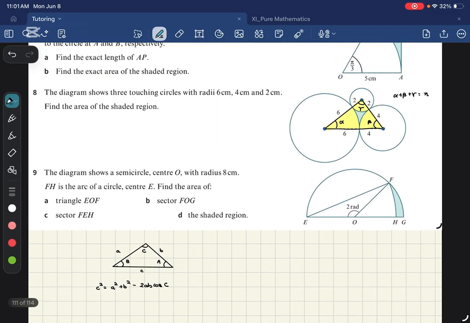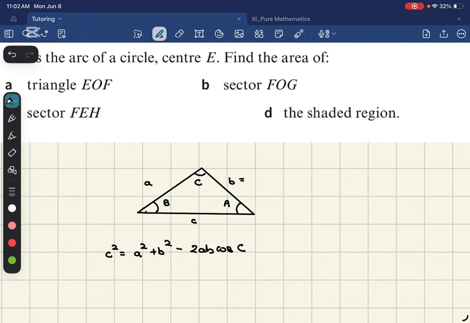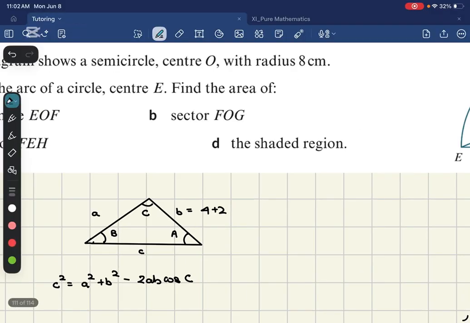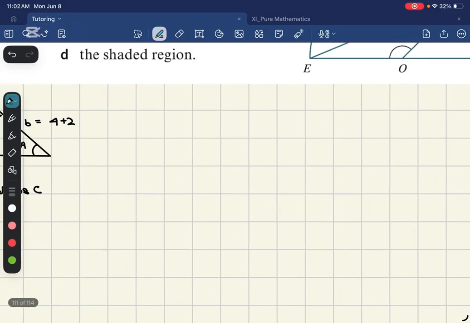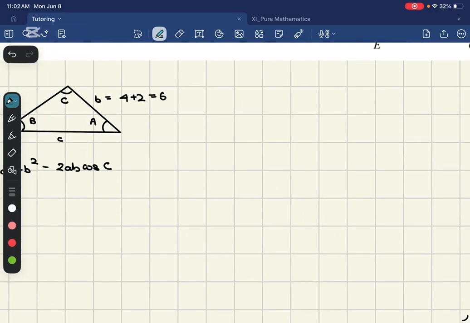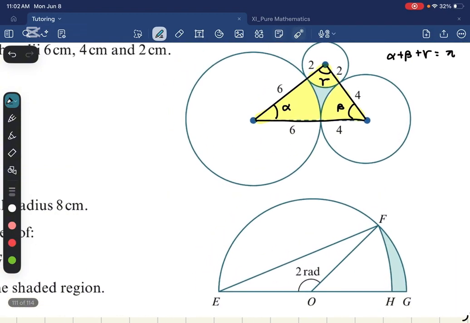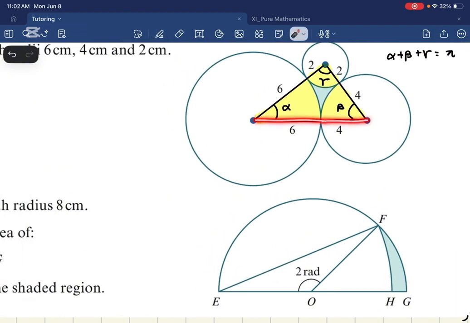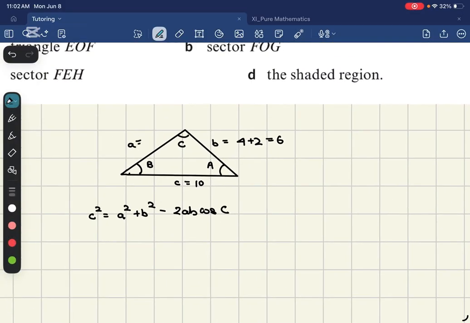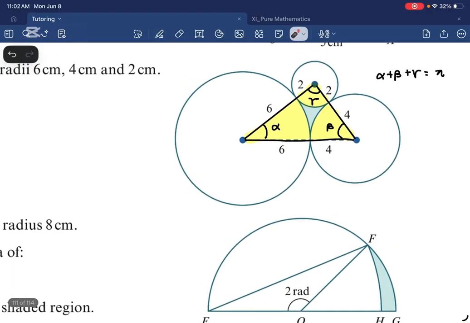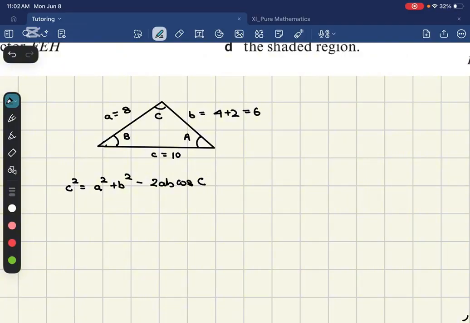And now let's redraw the triangle, right? Because this side is 4 plus 2, B is 4 plus 2, if you can see here. Because this is 4, this is 2. So 4 plus 2 gives me 6. C is just 6 plus 4, which is going to be 10. And A is going to be 6 plus 2, which gives me 8.